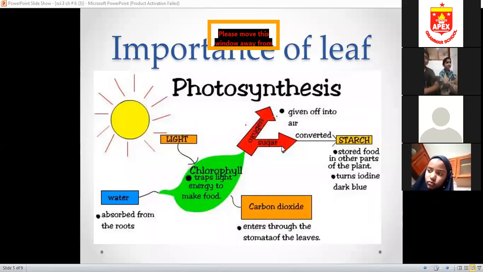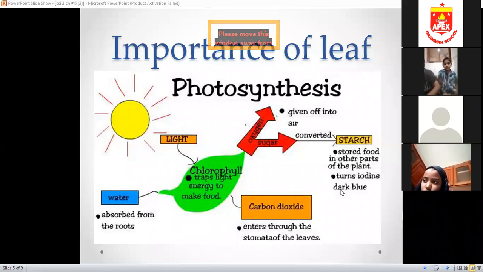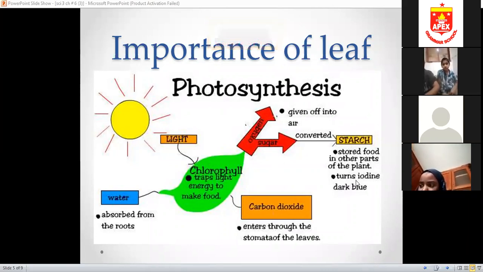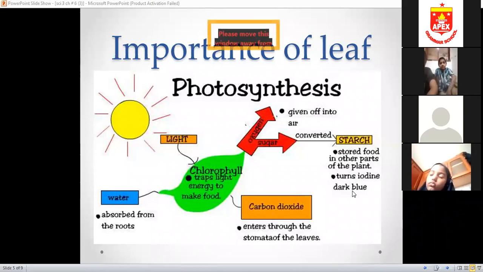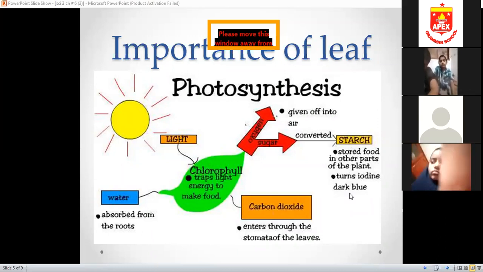Sugar is basically stored in the other parts of the plant, and now there is a test to check whether the plant has done photosynthesis or not. If we add iodine and the color of the leaf turns dark blue, it means this leaf has done the process of photosynthesis. The iodine test turning dark blue indicates that starch is present and this leaf has done photosynthesis. And oxygen, we all breathe in the oxygen. This is the process of photosynthesis.